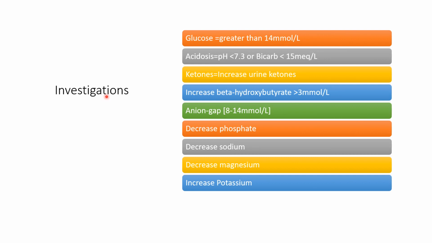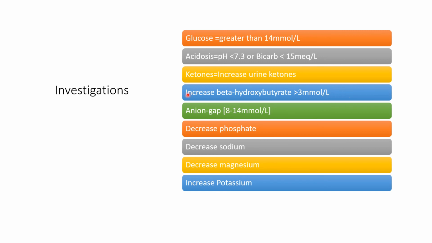Investigations in the face of diabetic ketoacidosis. Glucose. And it will be very high. Could be as high as greater than 14 millimoles per liter. That is more than twice the cutoff line. Acidosis, like pH less than 7.3 or bicarbonate less than 15 milliequivalent per liter. Metabolic acidosis. Ketones will be high in the urine. There will be increased beta hydroxybutyrate, greater than 3 millimoles per liter.